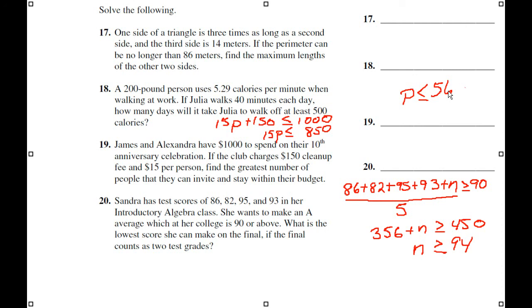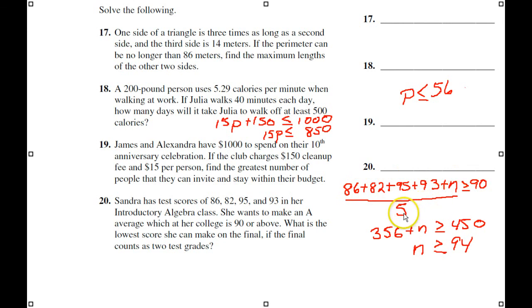All right, our last item is Sandra's going to be taking tests, and she has these 4 averages. Now, she'd like to make an A, which is above 90. So what does she have to make on that last score? Well, the way we do averages is we list the scores, and we don't know that n, that's the unknown score, and then we divide it by the number of tests, which is 5.